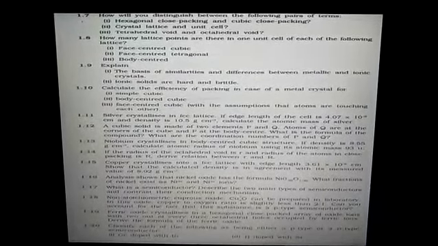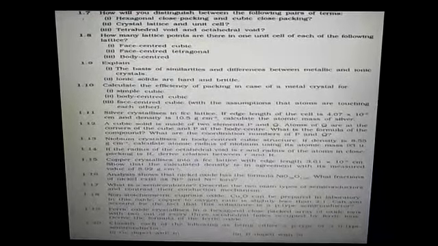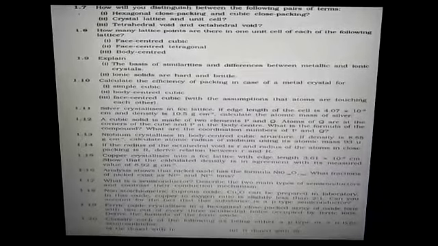Now these are the questions given for the assignment from the chapter Solid State, and they are also mentioned in your NCERT book. The first: how will you distinguish between the following pairs of terms: hexagonal close packing and cubic close packing, crystal lattice and unit cell, tetrahedral void and octahedral void.